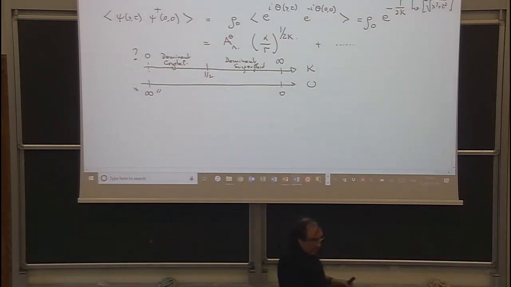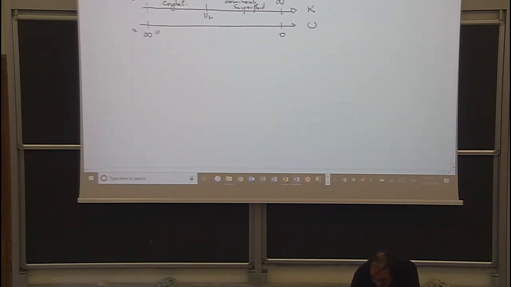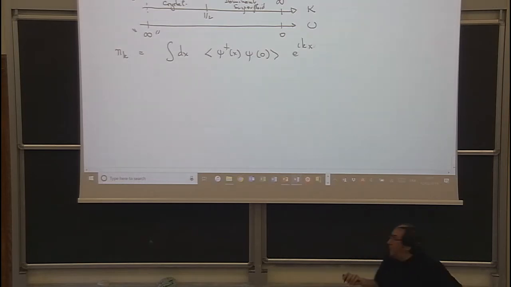Okay? Now, how could I extract the psi-psi? Let's do the Fourier transform. The Fourier transform is usually done, for example, only in space. You measure the equal time correlation. So this is n of k, the momentum distribution, is the Fourier transform of psi dagger of x, psi of 0, exponential of i k x. This is the Fourier transform of the distribution, and it gives the momentum distribution of the system.